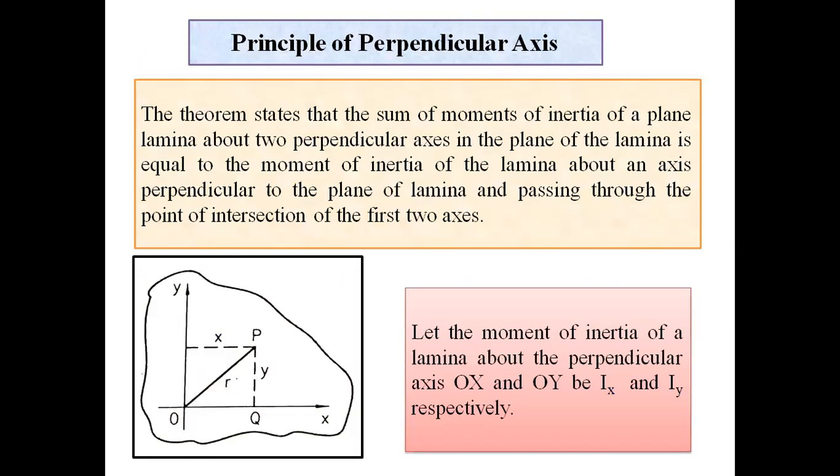Now, the principle of perpendicular axis. The theorem states that the sum of moments of inertia of a plane lamina about two perpendicular axes in the plane of the lamina is equal to the moment of inertia of the lamina about an axis perpendicular to the plane of the lamina and passing through the point of intersection of the first two axes.